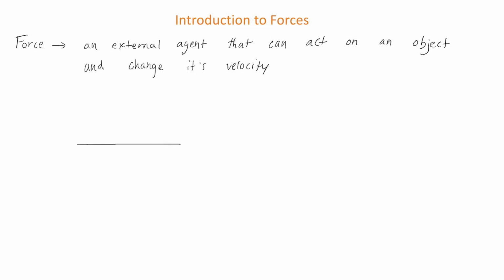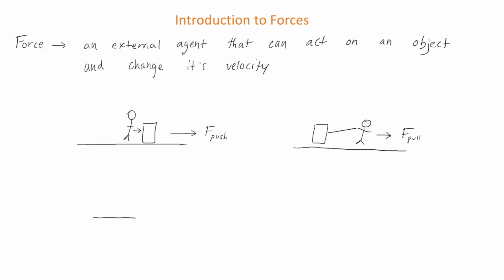For example, imagine there's a box sitting on the ground and a person comes over and pushes it. That would be a pushing force. Or we have a box with a rope attached to it and a person comes and pulls on it. That would be a pulling force. In both examples, a force is being applied to the object and causing it to change its velocity. Let's look at another example.